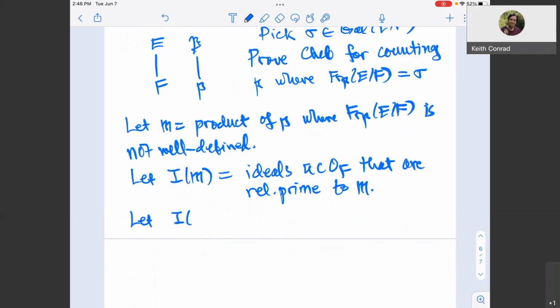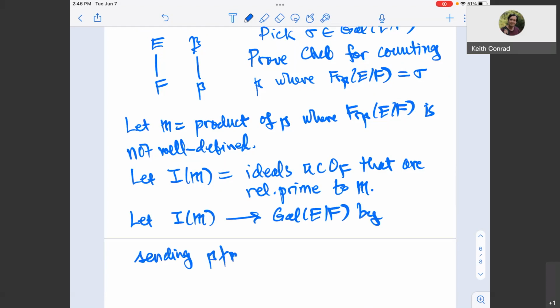And so we can turn ideals in here into elements in the Galois group because these consist of products of primes where the Frobenius construction makes sense. I can get a mapping from all of these ideals to the Galois group by sending primes that don't divide M to their Frobenius elements.